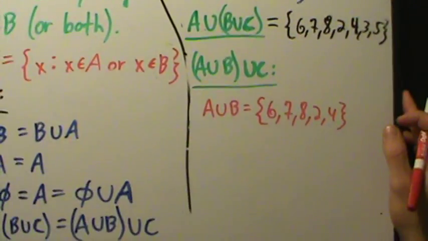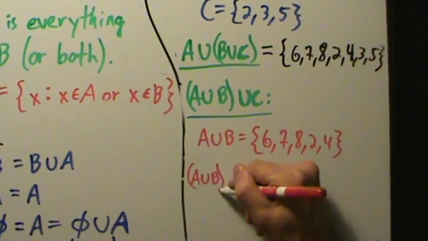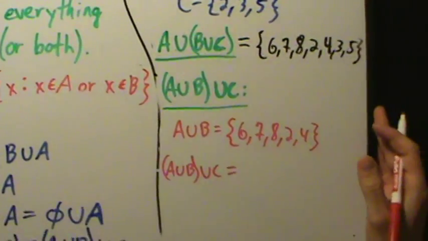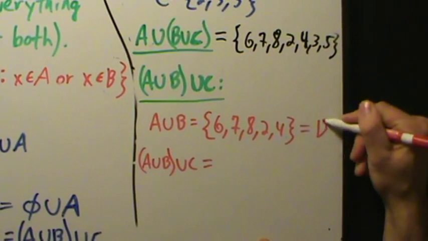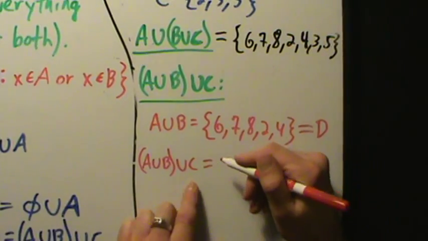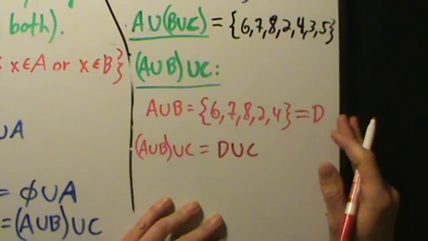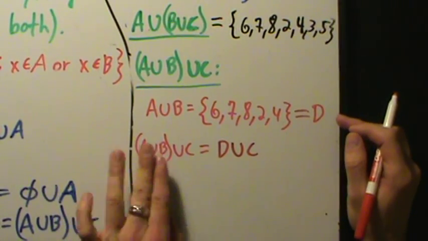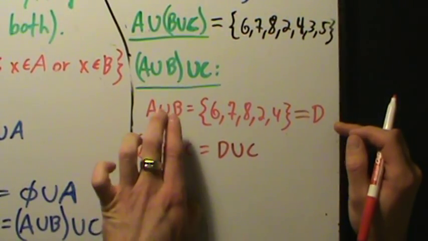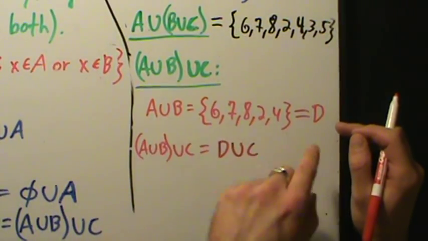Now we have to union that guy with C. So now (A union B) union C equals. Again, if we want, we can call this set D. Don't use C, because C's already taken, so we'll call it D. So this will be the same thing as D union C. If you don't like looking at something like that, you can just say, okay, this set A union B, I know what it is now. It's these elements here, so let me just call it D.